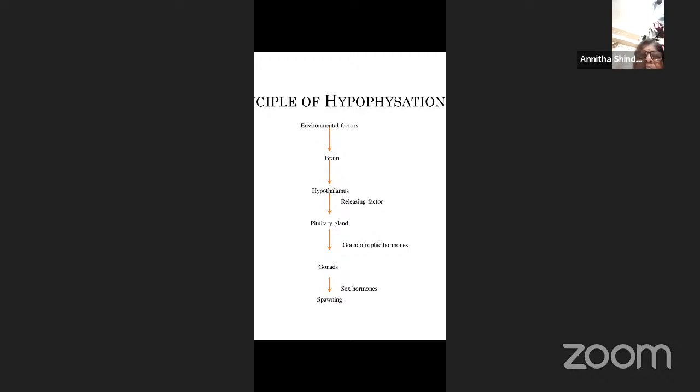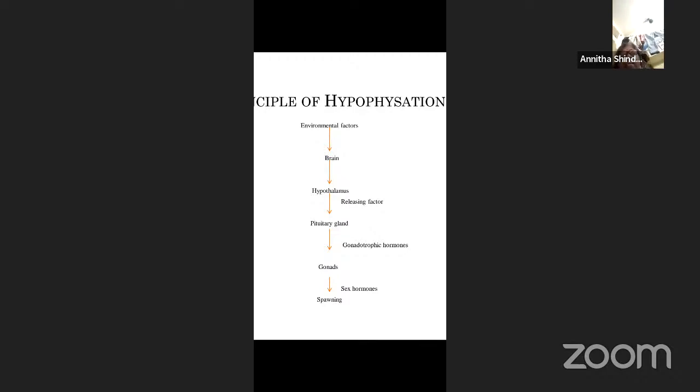What are those hormones? Gonadotropic hormones. All different types of hormones are produced, but we are interested in gonadotropin because it acts on the gonads. And these gonads actually produce what? The sex hormones. So once the sex hormones are produced, in the male the male sex hormones will be produced, and in the female the female sex hormones will be produced. When they are ready, they will go for spawning. So this is actually called the principle of hypophysation.